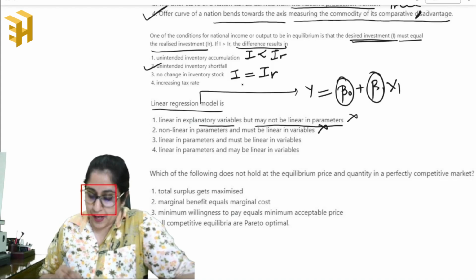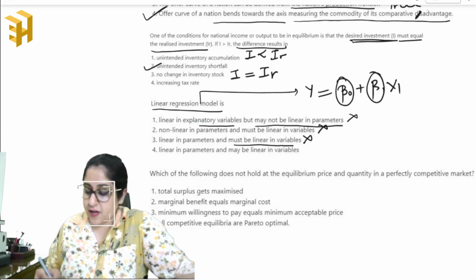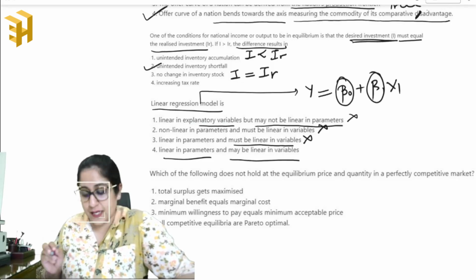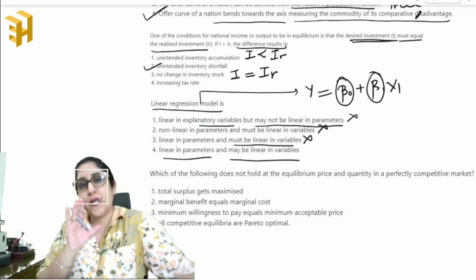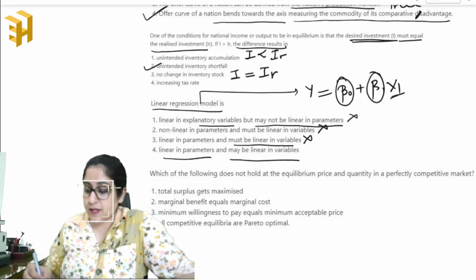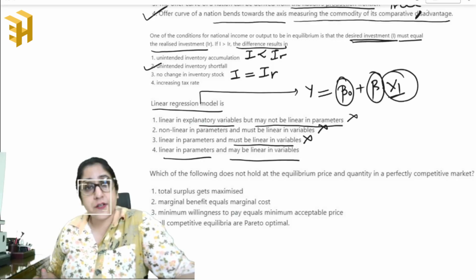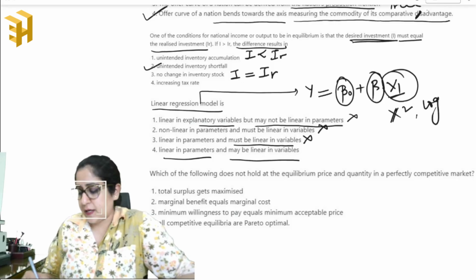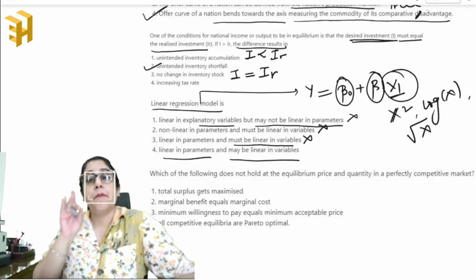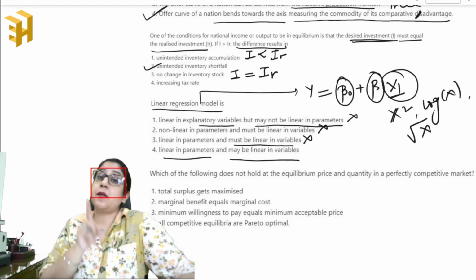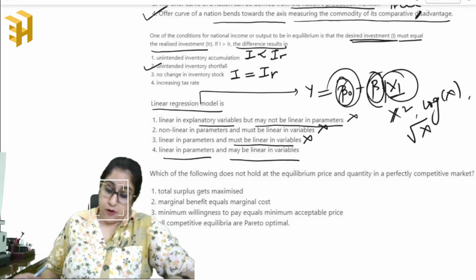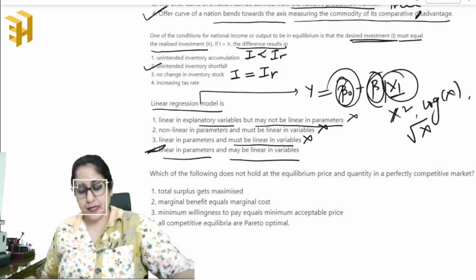Linear in parameters and must be linear in variables? No. But let's go through the fourth one. Linear in parameters and maybe linear in variables. Now, in case of linear regression models, your explanatory variable can take any form. It can be x square, it can be log x, or it can be under root of x. So it can take any form. But the necessary condition is that the parameters, beta naught and beta 1, should be linear. Hence, this is your most appropriate answer in this case.